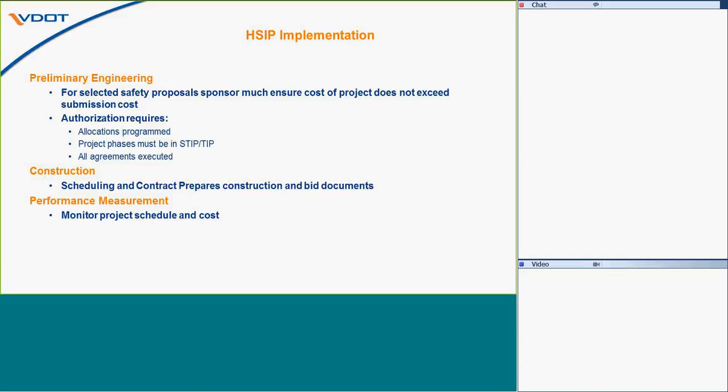And you can see here, just very briefly, that scheduling and contract prepares construction bid documents as part of that process. And finally, performance measurement. There are two activities under performance measurement that are essential for HSIP implementation. That's monitoring the schedule of the projects and the cost to make sure that they're on schedule and that there are no cost overruns.